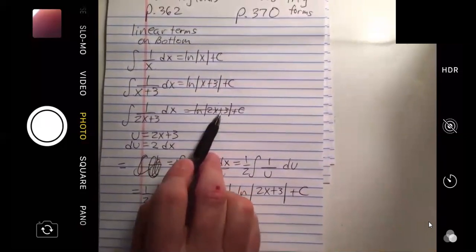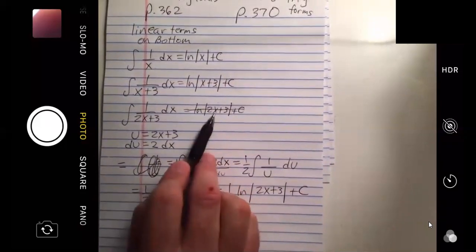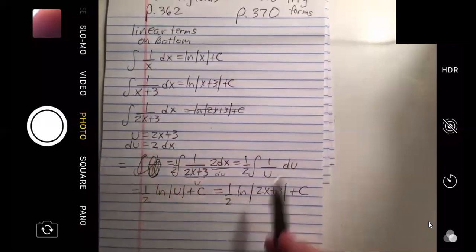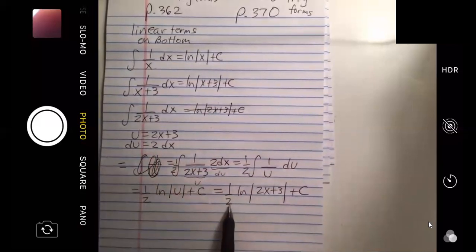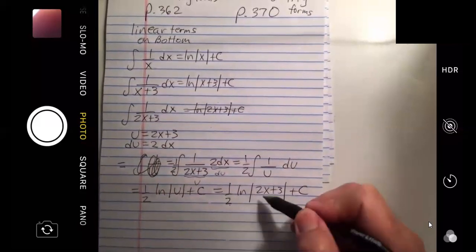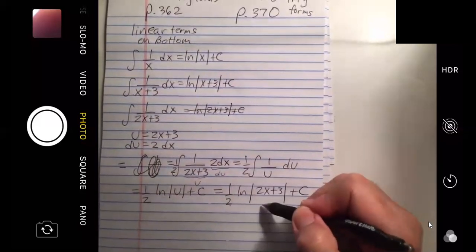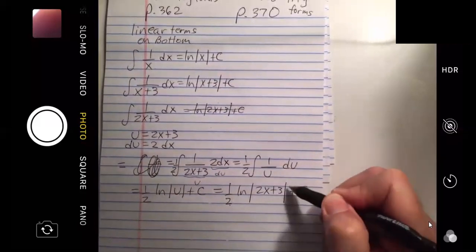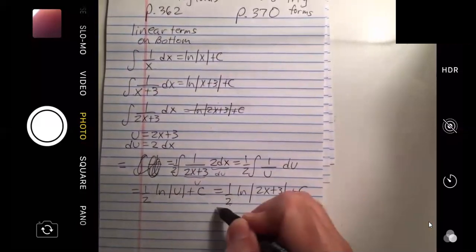So that's why you can't have a straight log here. The chain rule coming out would be a 2 when you do a derivative, which is not here. This u du gives you that 1/2, which cancels your 2 from the chain rule here. In other words, your derivative here would be 1 over 2x plus 3 with a chain rule of 2. That's canceled by this 1/2.